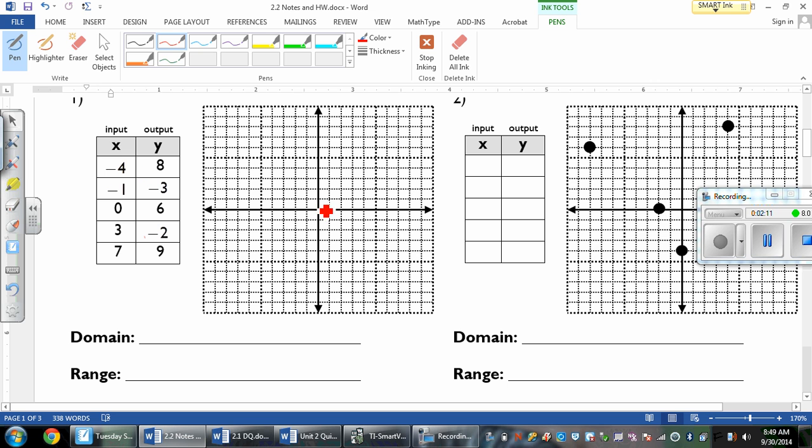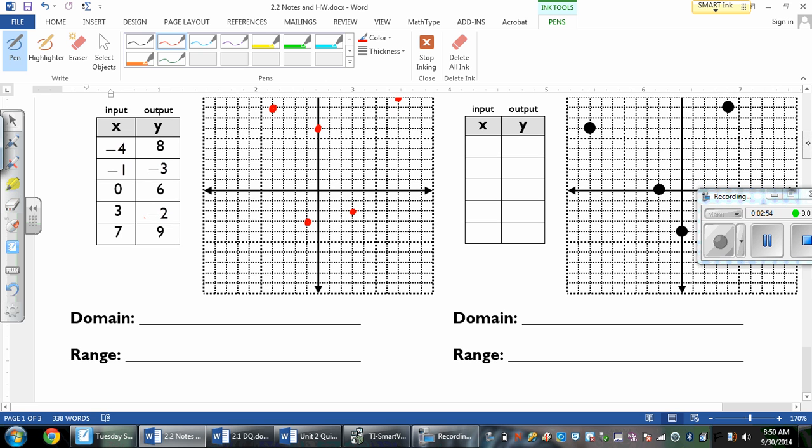So my first pair is negative 4, 8, so I go left 4, up 8, which is right here. My next pair is negative 1, negative 3, so I go left 1, down 3. My next pair is 0, 3, so I just go up 6. My next pair is 3, negative 2, so I go right 3, down 2. And finally, my last pair is 7, 9, so I go right 7, all the way up to 9. So I just graphed my relation.